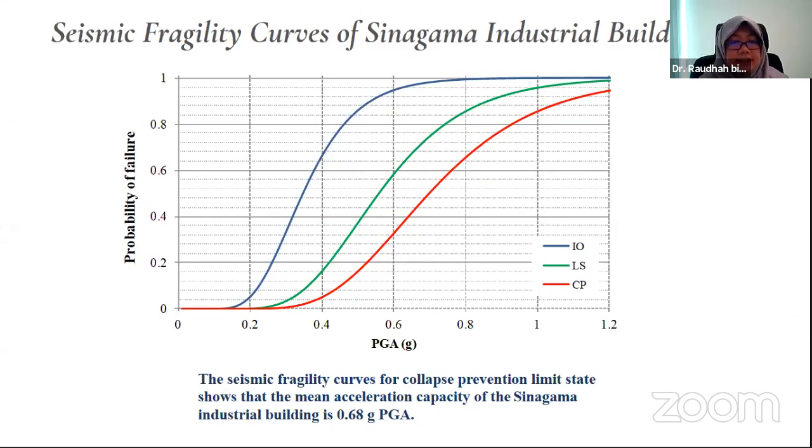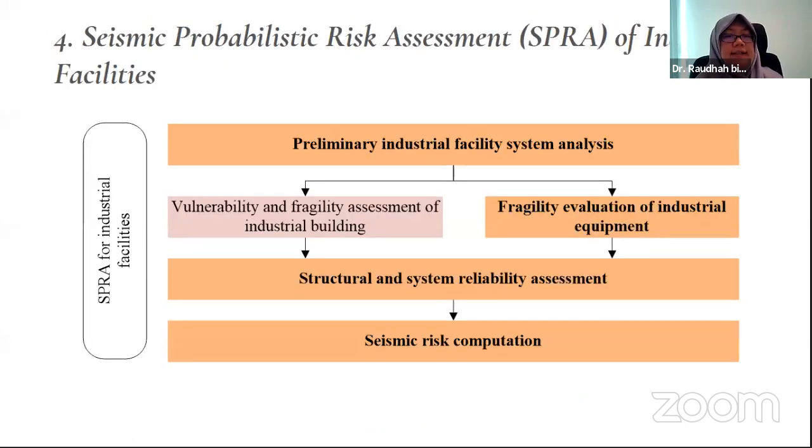Okay, so here in the fragility curve for collapse prevention, the red line, it's giving us a mean acceleration capacity of 0.68 g, slightly lower than from the vulnerability, which we can use for the next step.